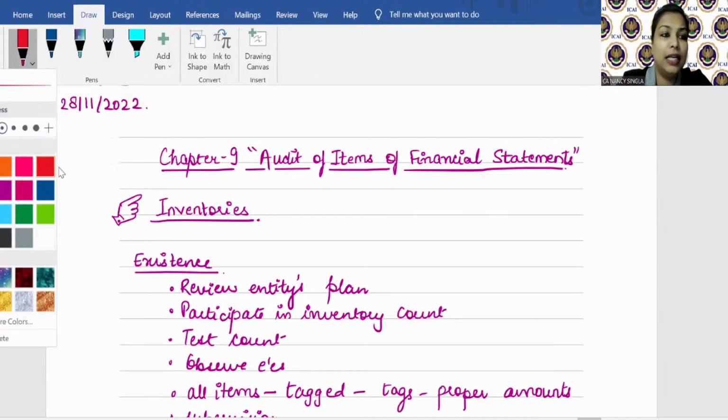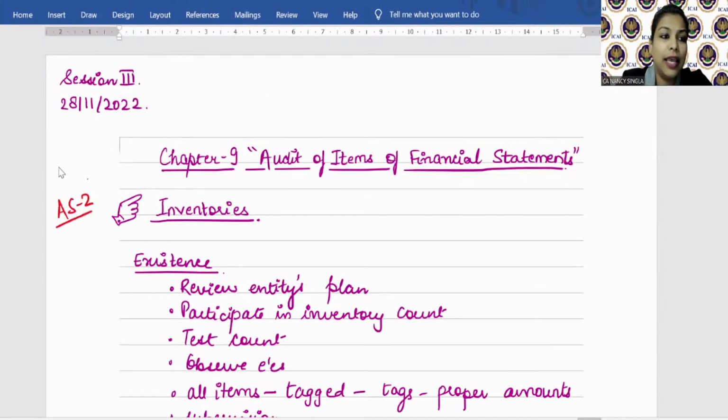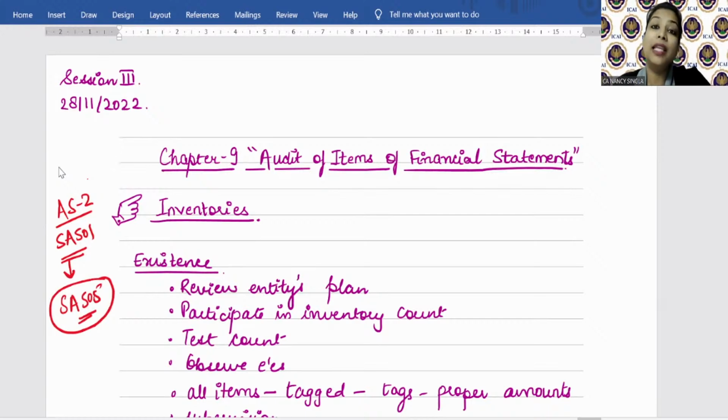you have already done in detail SA 501, which is with respect to audit evidence, particularly with respect to the existence and condition assertion of inventories. Then we have also done SA 505. Where will SA 505 help? When the inventories are kept with warehouses or transporters, then the auditor can obtain external confirmation. You have this knowledge already because we have discussed all these things in detail.